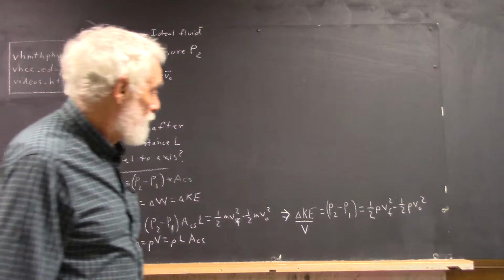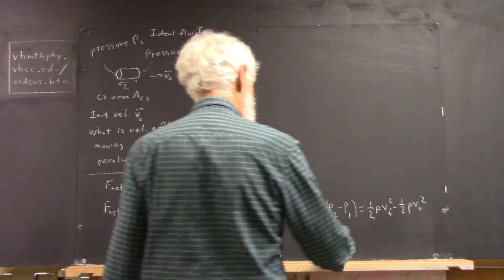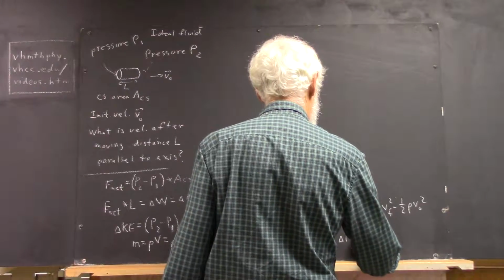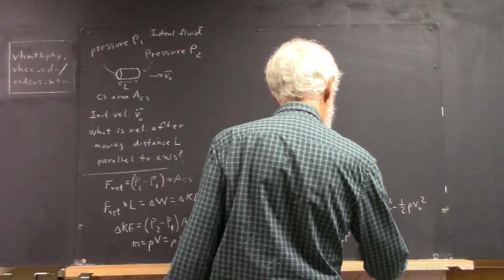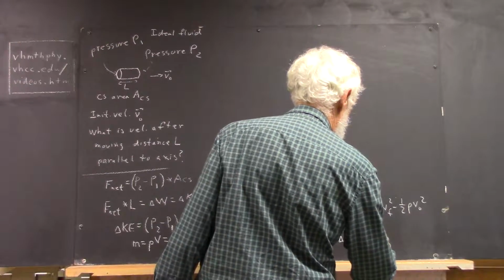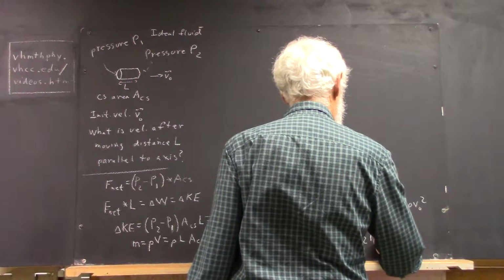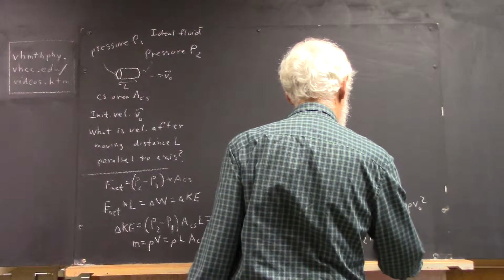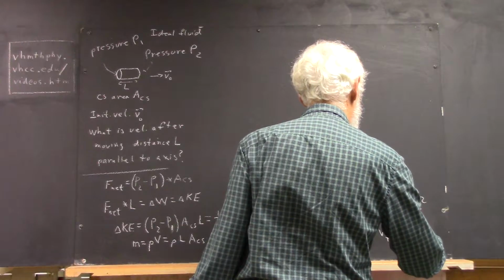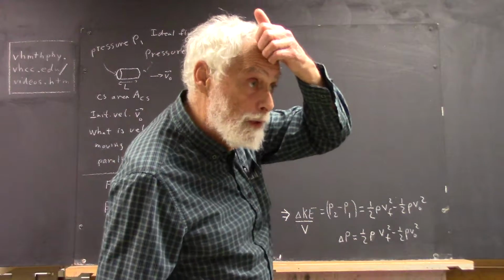So we have this, right? Which means that, among other things, delta P is 1/2 rho times VF squared minus 1/2 rho V naught squared, right?